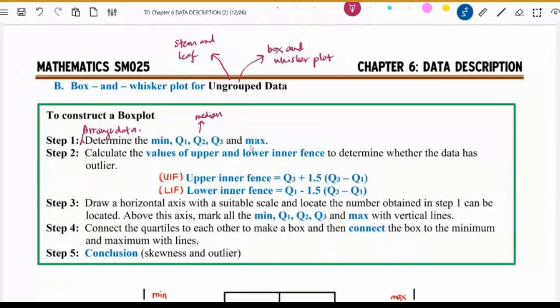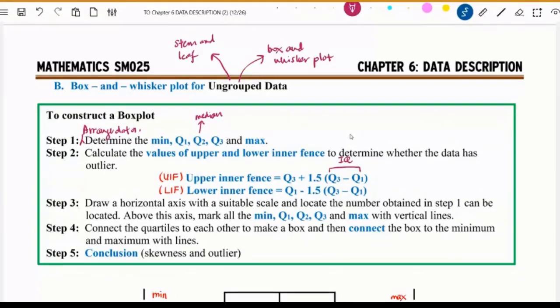So another 2, which is we have to find the upper and lower inner fence. So this is the formula to find the upper and lower inner fence. So for the upper, which is we involve the third quartile plus 1.5 times the interquartile range. So this one is the interquartile range. So lower inner fence, which is first quartile minus 1.5 times the interquartile range.